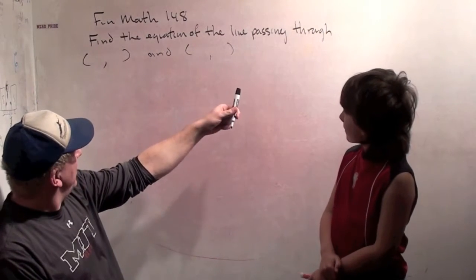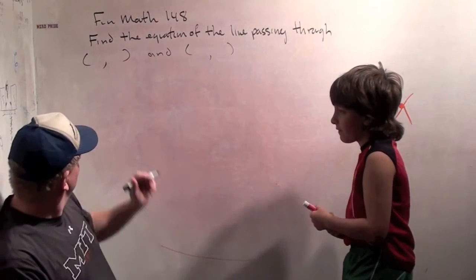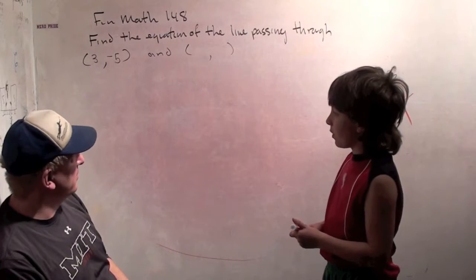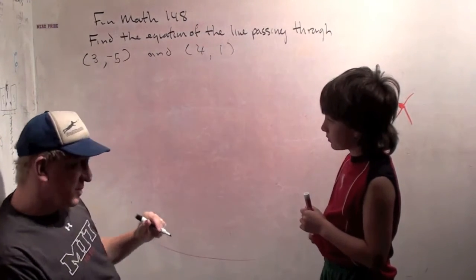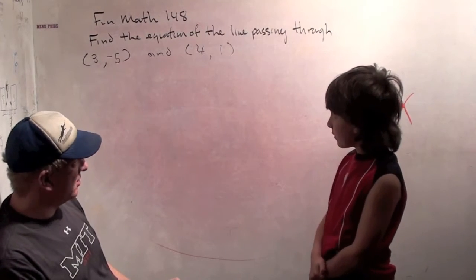Find an equation of a line passing through, make up a point. Let's do (3, -5). And? And (4, 1). Okay, great. Now, this is going to be a little bit of algebra, so I'm just going to write, only to make it go a little faster. So you can just talk.